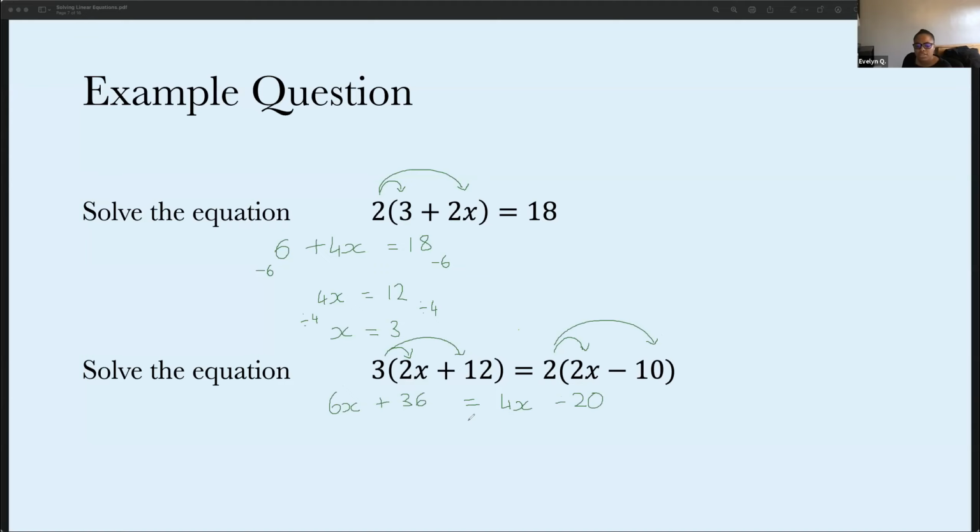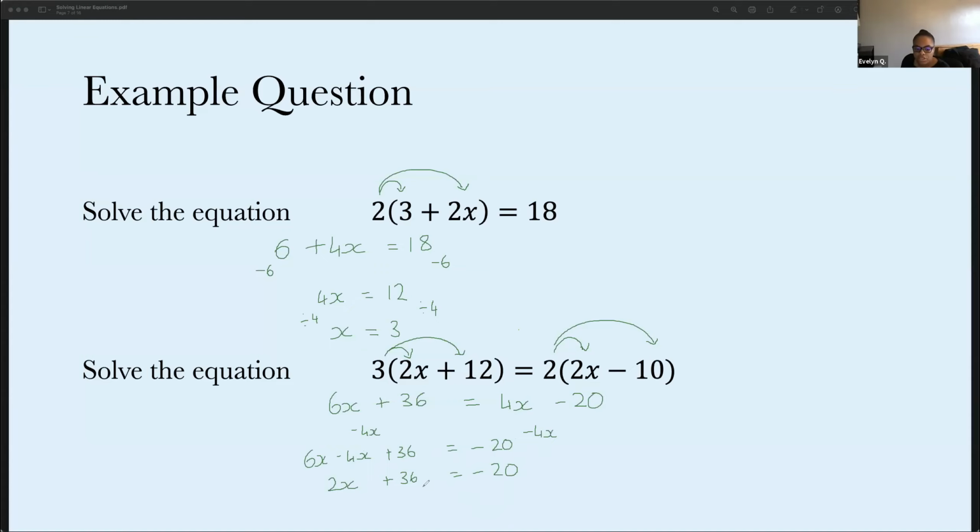And then it looks similar to the questions that we had when you have x on both sides. So I'm going to look for the smallest x and move that one. The smallest one between 6 and 4 is 4. So I'm going to subtract 4x from both sides. So I've got 6x minus 4x plus 36 equals minus 20. And then 6x minus 4x is 2x. So I've got 2x plus 36 equals minus 20.